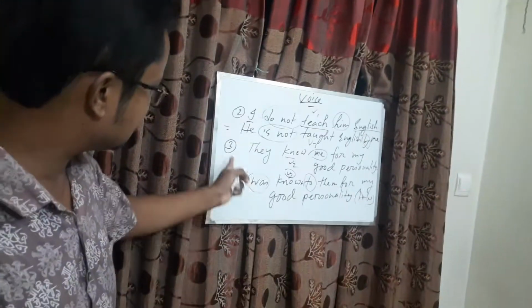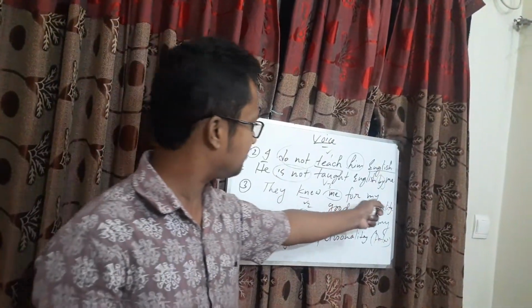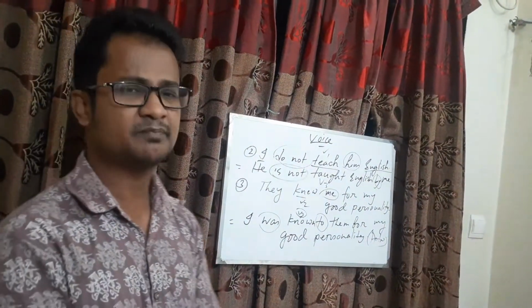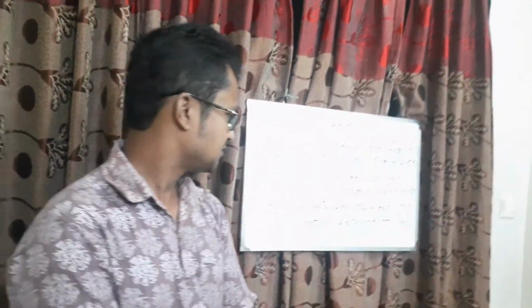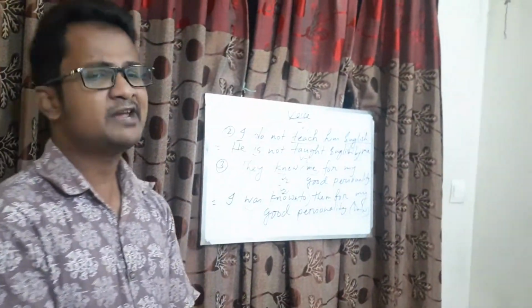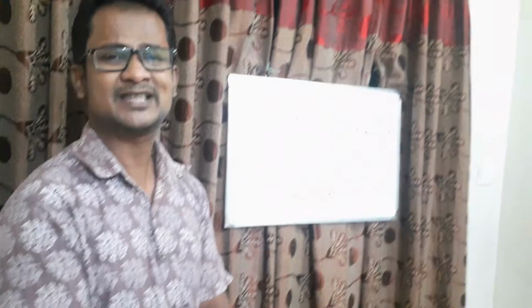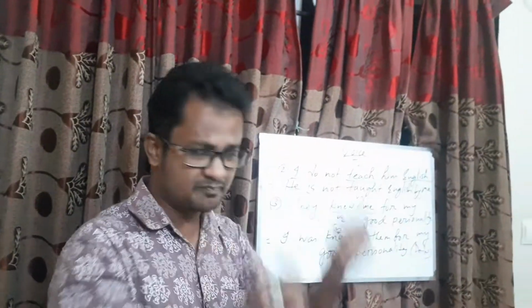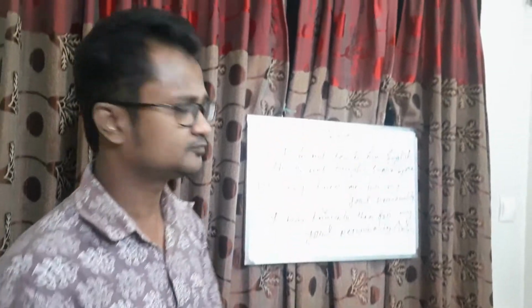So let us discuss rule number 3. Rule 3: They knew me for my good personality. That means whenever somebody possesses a good personality, everybody will know him or her, and everybody will praise him or her. So we have to keep a good personality. We have to show a good personality towards other people.